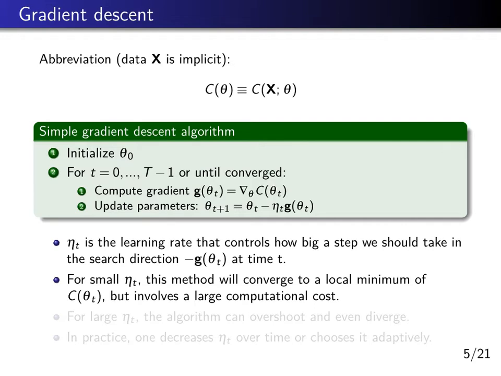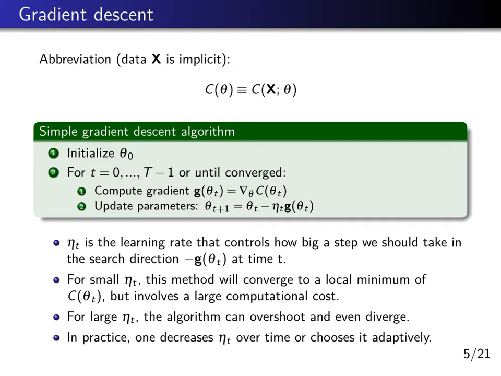But of course, small steps means we have to do many steps to get there, and that means a large computational cost. For large learning rates, this is a little bit dangerous because the algorithm can overshoot the minimum and even diverge. So it can actually get worse and worse in every step and move towards increasing loss function values. In practice, the learning rate eta is chosen adaptively or simply decreased over time.